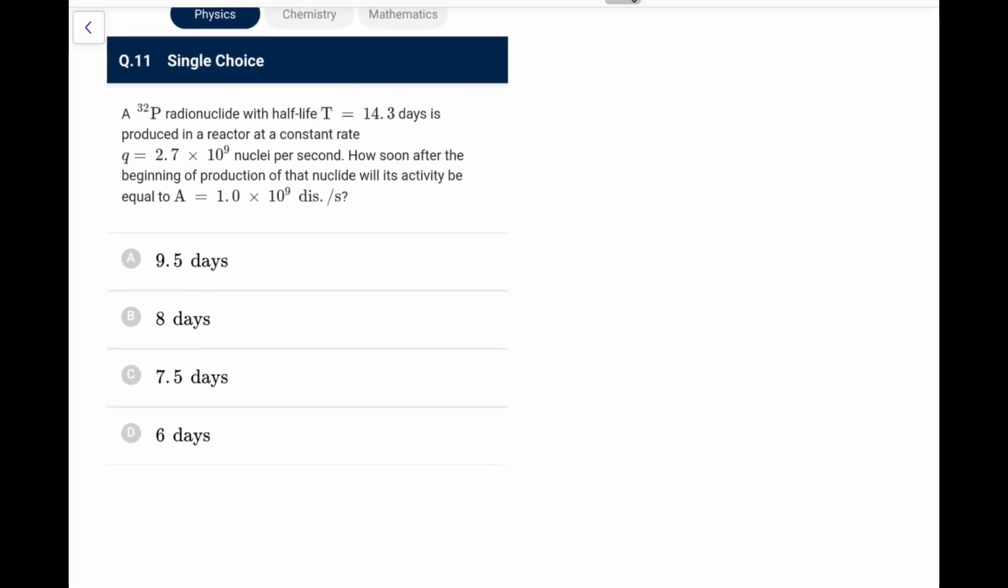This is option D. Next, you have a 32 phosphorus radionuclide with this half-life produced in a reactor at this constant rate. How soon after the beginning will its activity be equal to this? So the activity dN by dt, you will say, would be equal to activity, activity will be the rate of disintegration, that is lambda times N, and for N we can write here the rate of increase dN by dt would be equal to this constant rate q minus lambda N. Okay, so this is what we have. So what we need is this lambda N to be equal to 1 into 10 to the power 9.